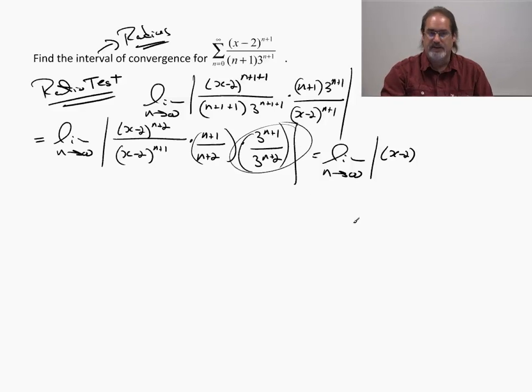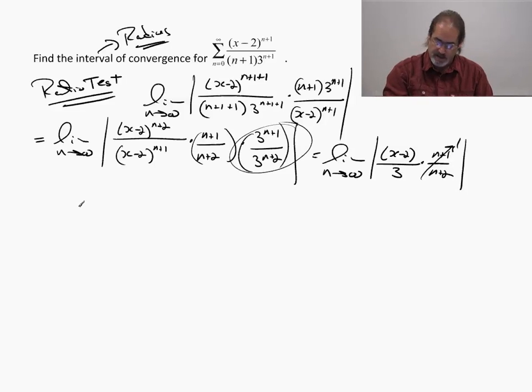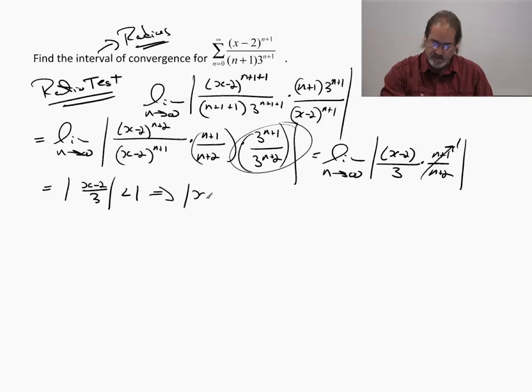Let's deal with this. 3 to the n plus 1 over 3 to the n plus 2, that's just 1 over 3, so I'll just divide this by 3. And then, of course, times (n plus 1) over (n plus 2). Now, in the limit, this will go to 1. So this is actually equal to the absolute value of (x minus 2) over 3, which I know has to be less than 1. That tells me the absolute value of x minus 2 has to be less than 3. So right there, I know that the radius of convergence is 3.